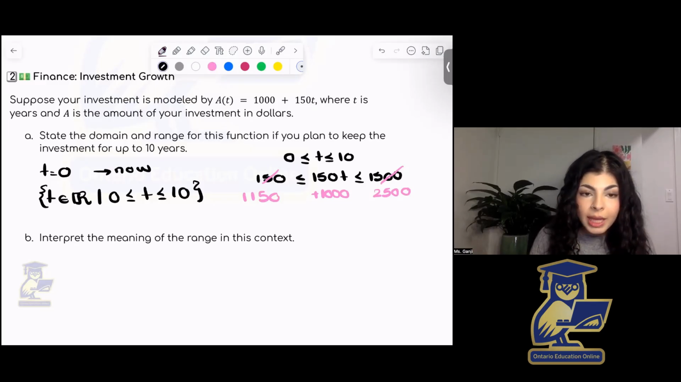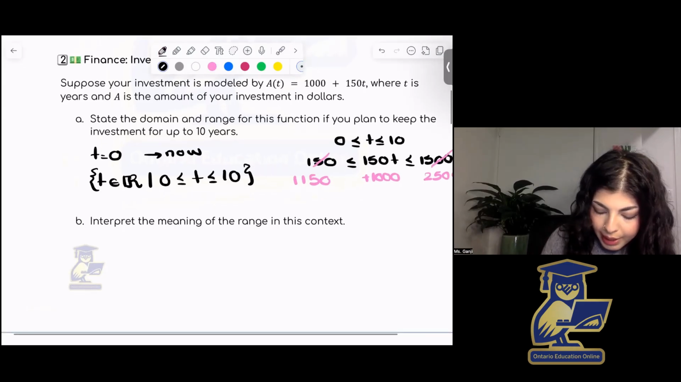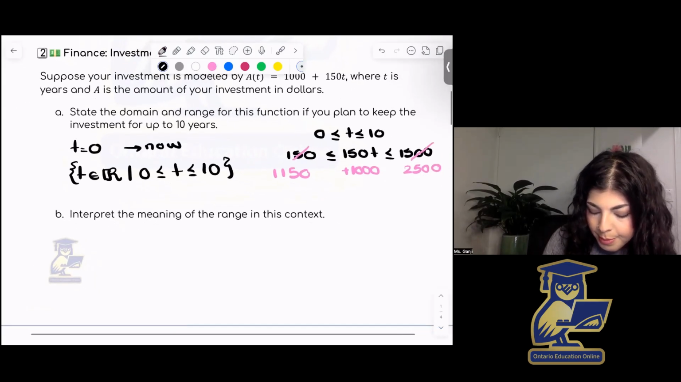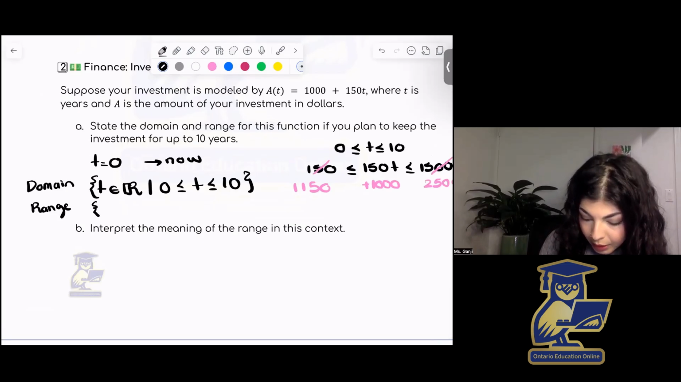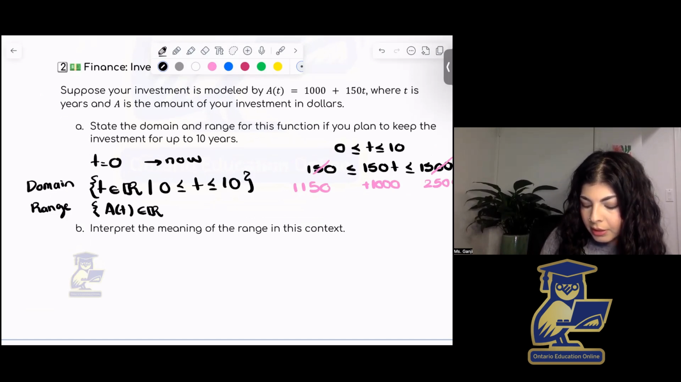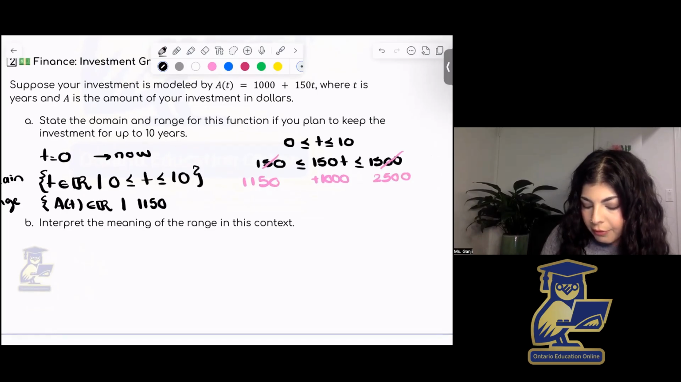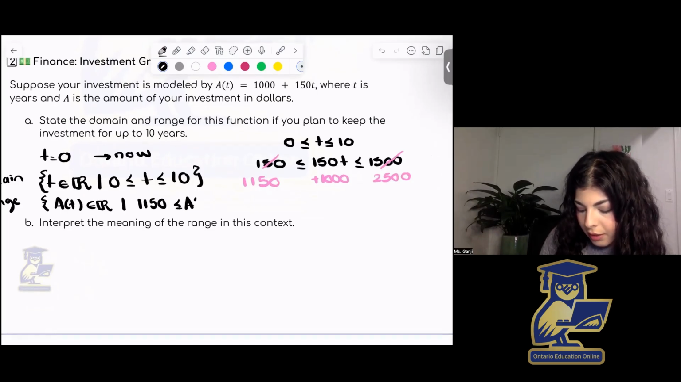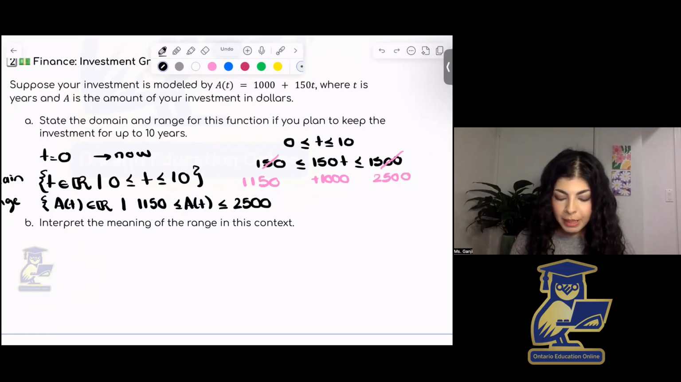So then within this context, our range, so this was domain, my range would be A of t is in the set of real numbers, and this holds for 1150 and between 2500 inclusive. And that would be my domain and range.